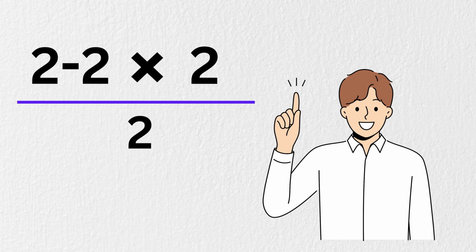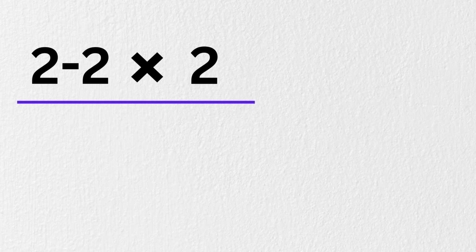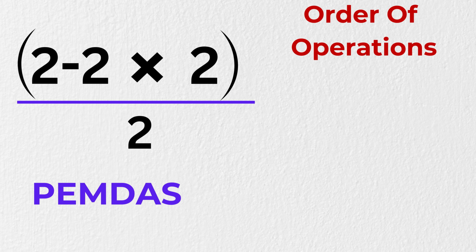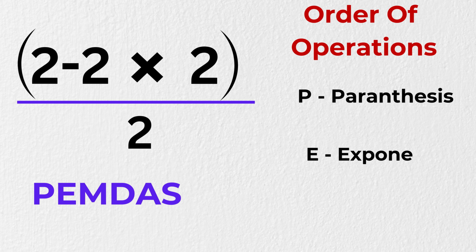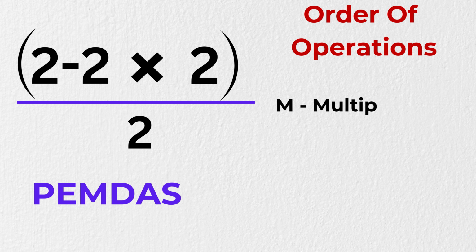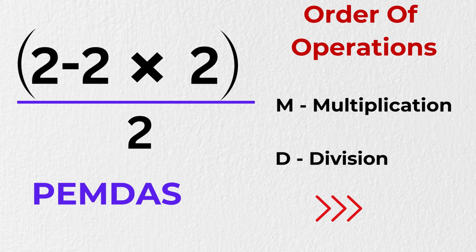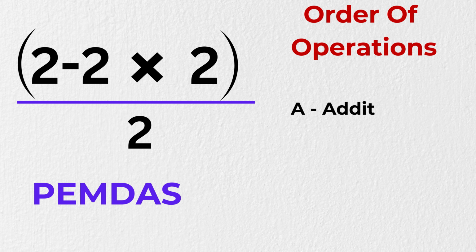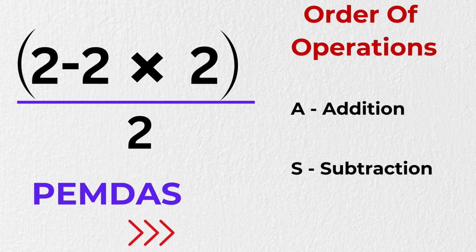Okay, let us solve it together. Here, the fraction part can be written as (2 minus 2 times 2) divided by 2. Now, according to the order of operations, which is PEMDAS, where P is parentheses, E is exponents, M is multiplication, and D is division, from left to right, right? And A is addition, and S is subtraction, also from left to right. Remember, for multiplication and division, we have to go from left to right.